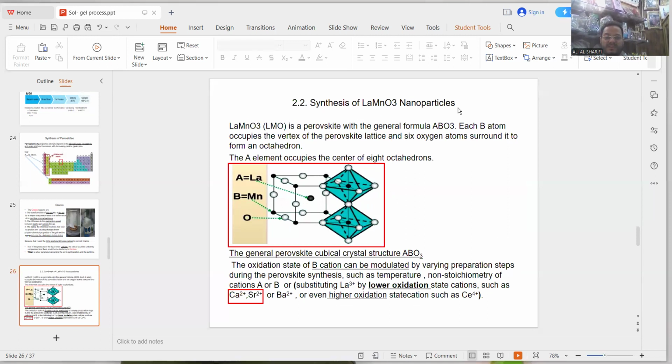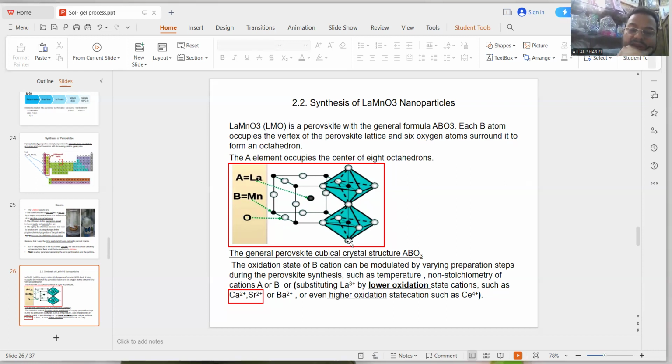Synthesis of lanthanum manganese nanoparticles. Here, let me talk about lanthanum manganese oxide, why it's very interesting, why I adopted this structure. Lanthanum manganese oxide here is a cubic crystal system. It's undoped yet. It's a perovskite with the general formula, like I said before, where the B atom occupies the vertex of the perovskite lattice with six oxygen atoms surrounding it. Let me count: 1, 2, 3, 4, 5 up, 6 down.